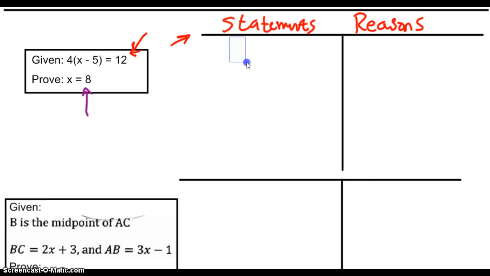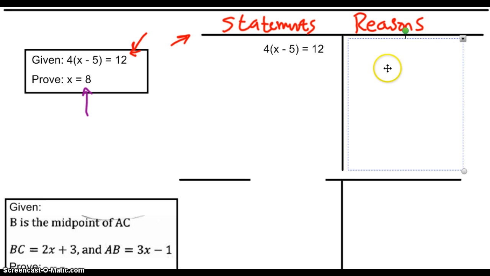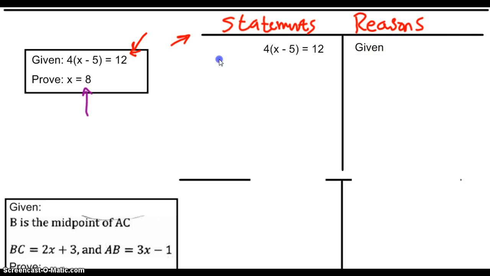So over in our statements, we're going to start by writing down that first given, 4 times x minus 5 equals 12. And our reason for that is that it's just given, right? In the beginning, the first thing you write down is always just given to you. Now from there, let's go ahead, pause the video please, and try and do the work out to solve that equation. Pause the video here.